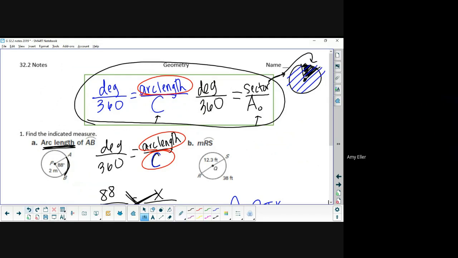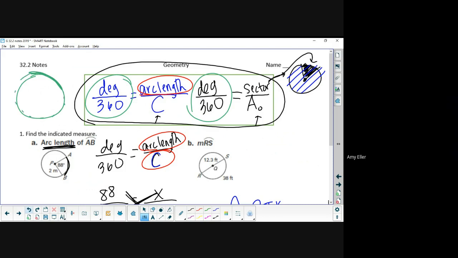Let's talk about memorizing formulas. We'll have to know these, but I want you to try to not just memorize. Think about the parts you have. So both formulas start with degree over 360. Now think about the pieces. Arc length is a fraction of the circumference. That's why they go together.